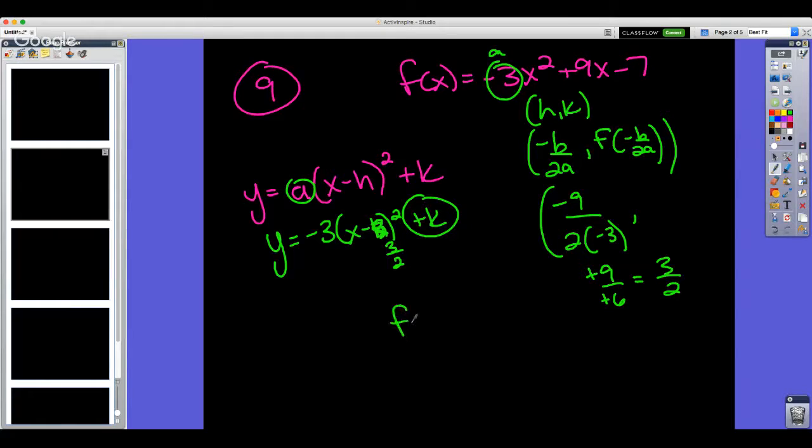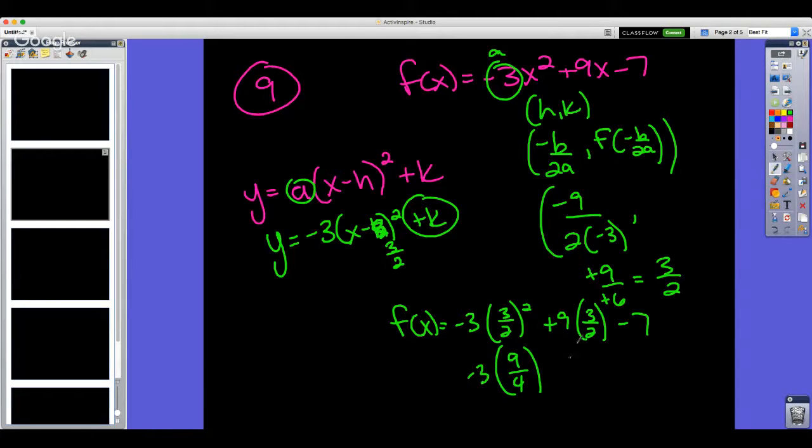And so what we have now is f of x equals negative 3 times 3/2 squared plus 9 times 3/2 minus 7, okay? So 3/2 squared would be 3 squared over 2 squared, which is 9 over 4, times negative 3, right? And 9 times 3 is 27. So we have 27 over 2, and then minus 7 at the end. With the negative 3 times 9 over 4, we get negative 27 up on top on this one.